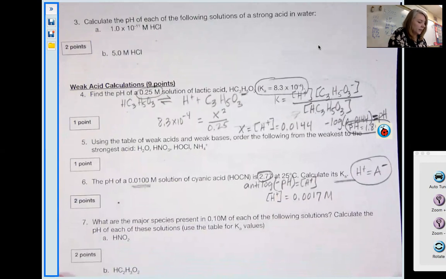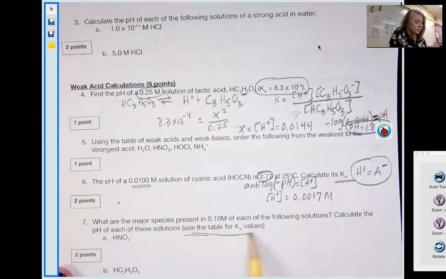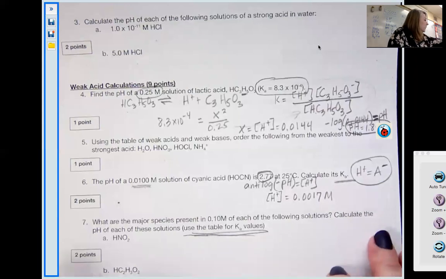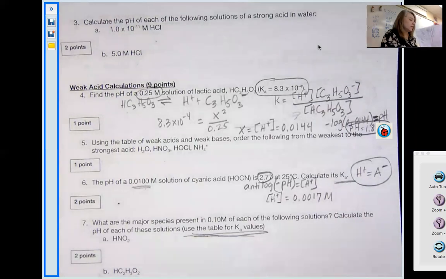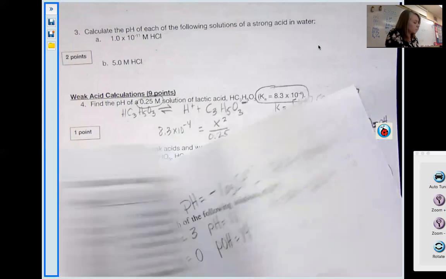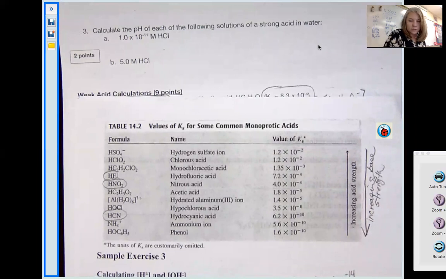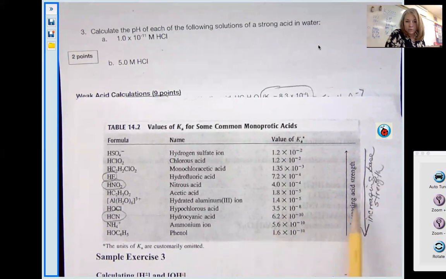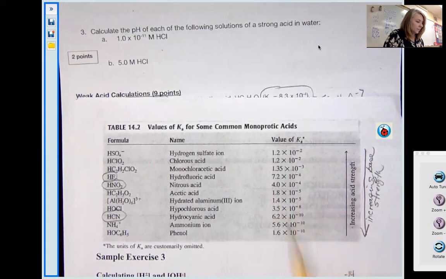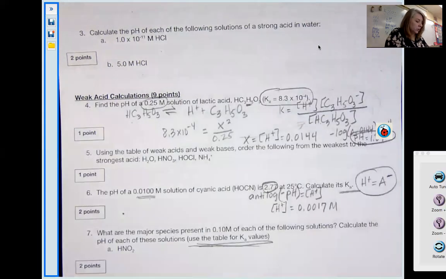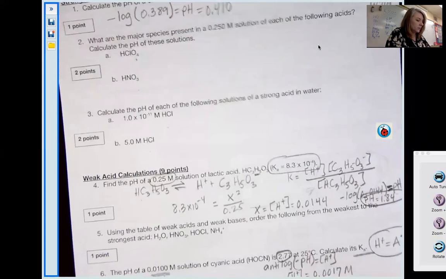And on number 7, it looks like you need to use a table of Ka values. There is a table of Ka values in your book. You can definitely find one. There's also one in your lecture guide. Let's see if those should be on there. Yeah, nitrous acid is there. So 4.0 times 10 to the negative fourth for nitrous acid, and acetic acid is 1.8 times 10 to the negative fifth. That one's there. So it's in your lecture guide. There's also another one in your textbook. Okay, let's look and see if there's anything else that might throw you for a loop.